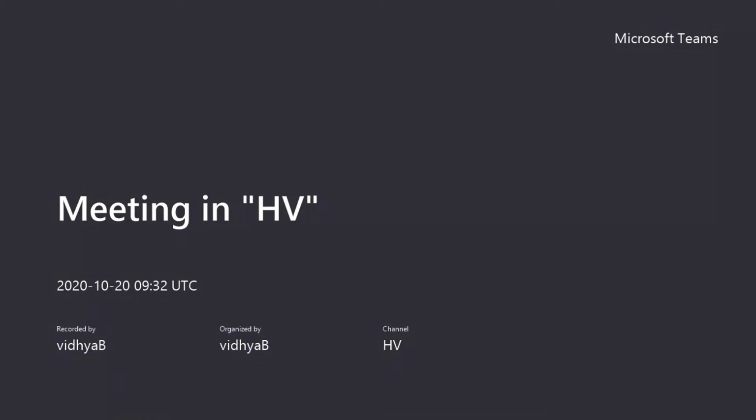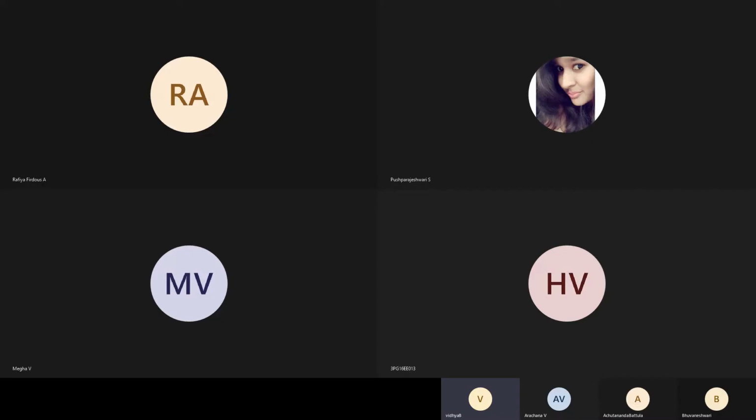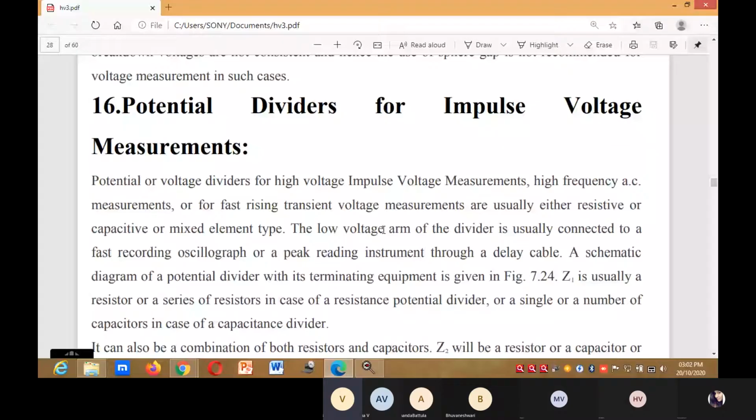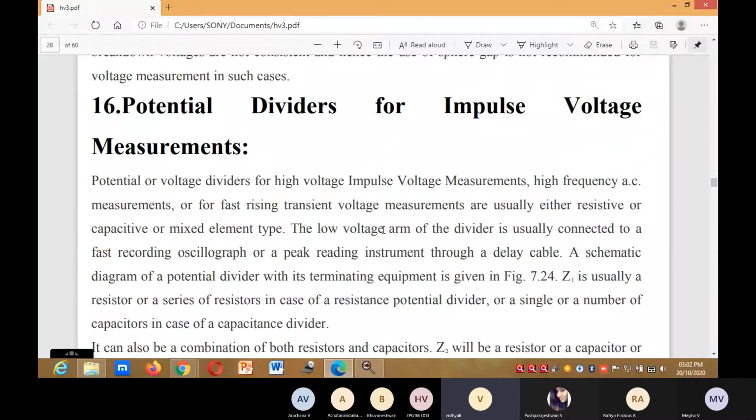Okay, today we shall discuss the potential dividers for impulse voltage measurements. Potential or voltage dividers are used for high voltage impulse voltage measurement. For AC measurements or fast rising transient voltage measurements, we usually use either resistor, capacitive, or mixed element type potential dividers.